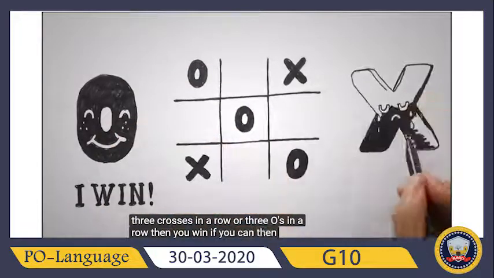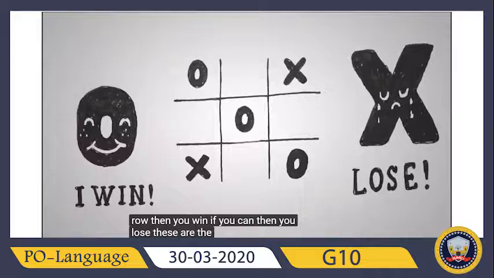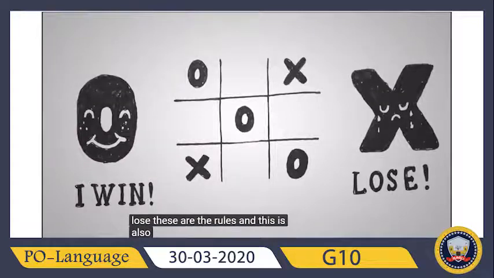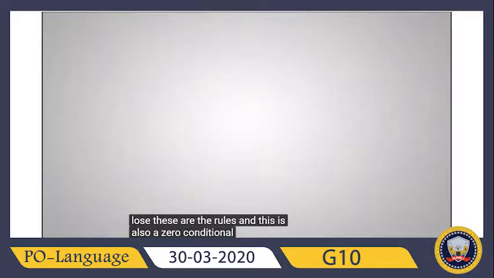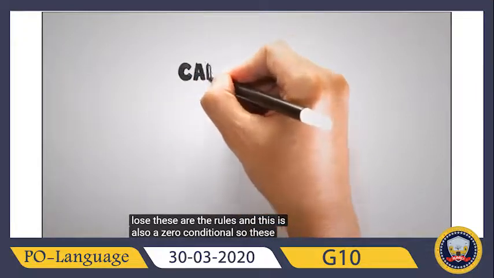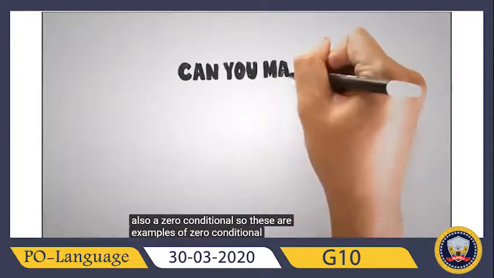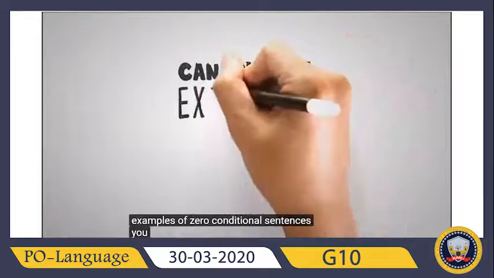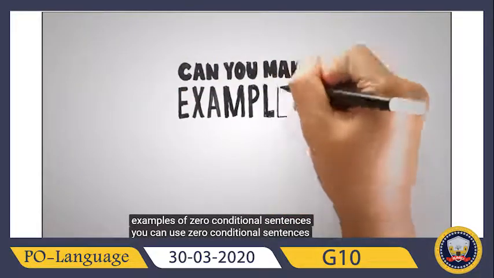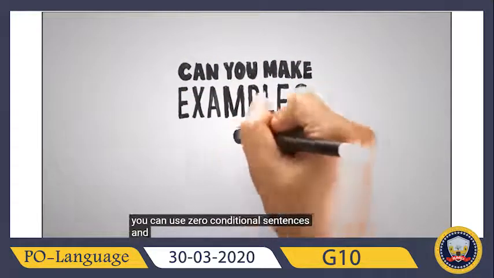If you can't, then you lose. These are the rules, and this is also a zero conditional. These are examples of zero conditional sentences. You can use zero conditional sentences for facts and rules.